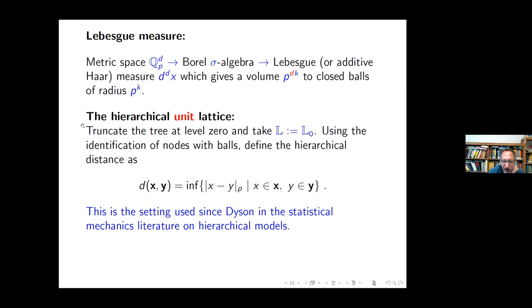there is something which is called the hierarchical unit lattice. It would be basically looking just at the layer L0. So you have now a discrete, this is like Zd, if you want. And the distance now between lattice sites, you can define it this way by taking infimums. So this is actually the setting used typically in statistical mechanics when you talk about the hierarchical model, since the work of Dyson in the 60s on the long range Ising model in one dimension.